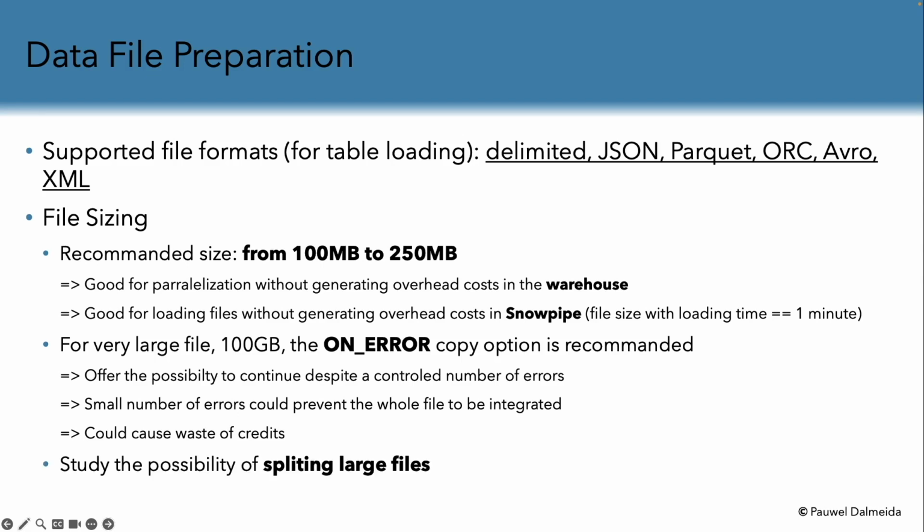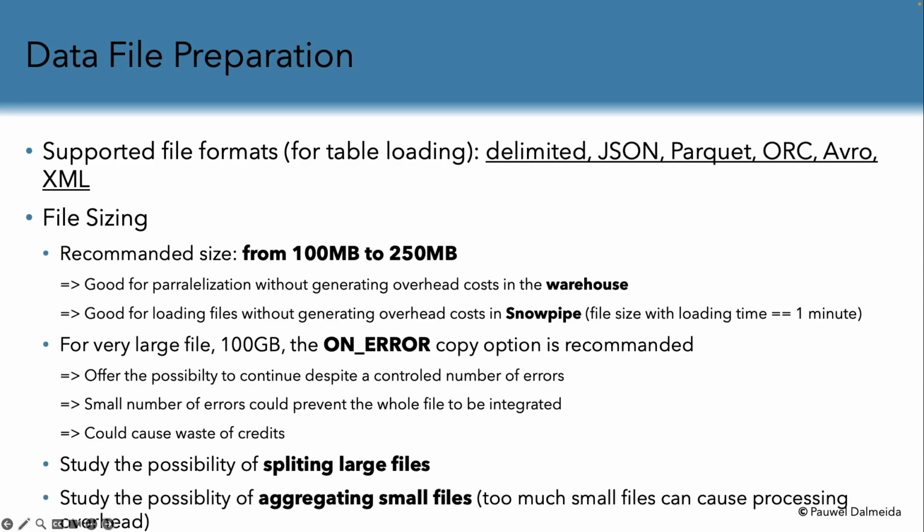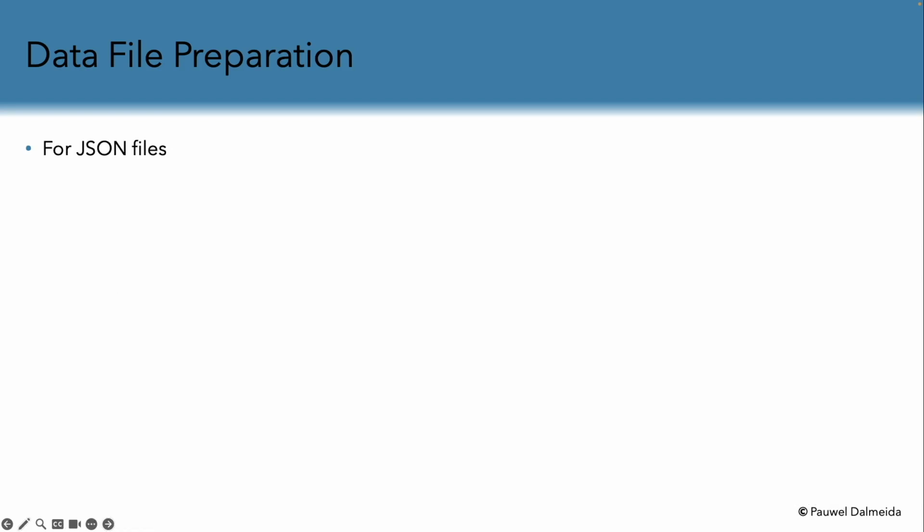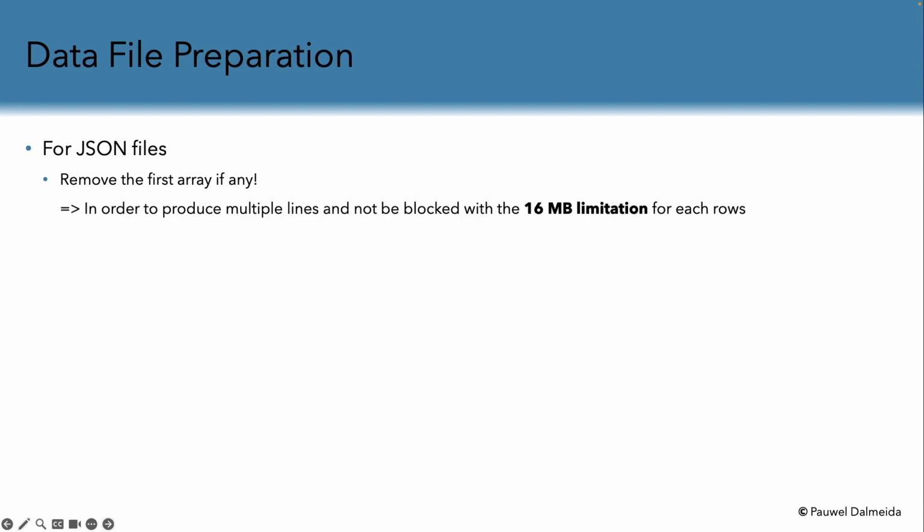Another recommendation concerning the file sizing is that you have to study the possibility of splitting large files. Also, you have to study the possibility of aggregating small files because too many small files can cause processing overhead. The recommendation concerning JSON files is that if you have an array as the first object of your JSON file, it is preferred to remove it, because if you remove the first array, it will produce multiple lines and you will not be blocked by the 16 megabyte limitation for each row. It is possible with the strip outer array parameter in the copy into table command.